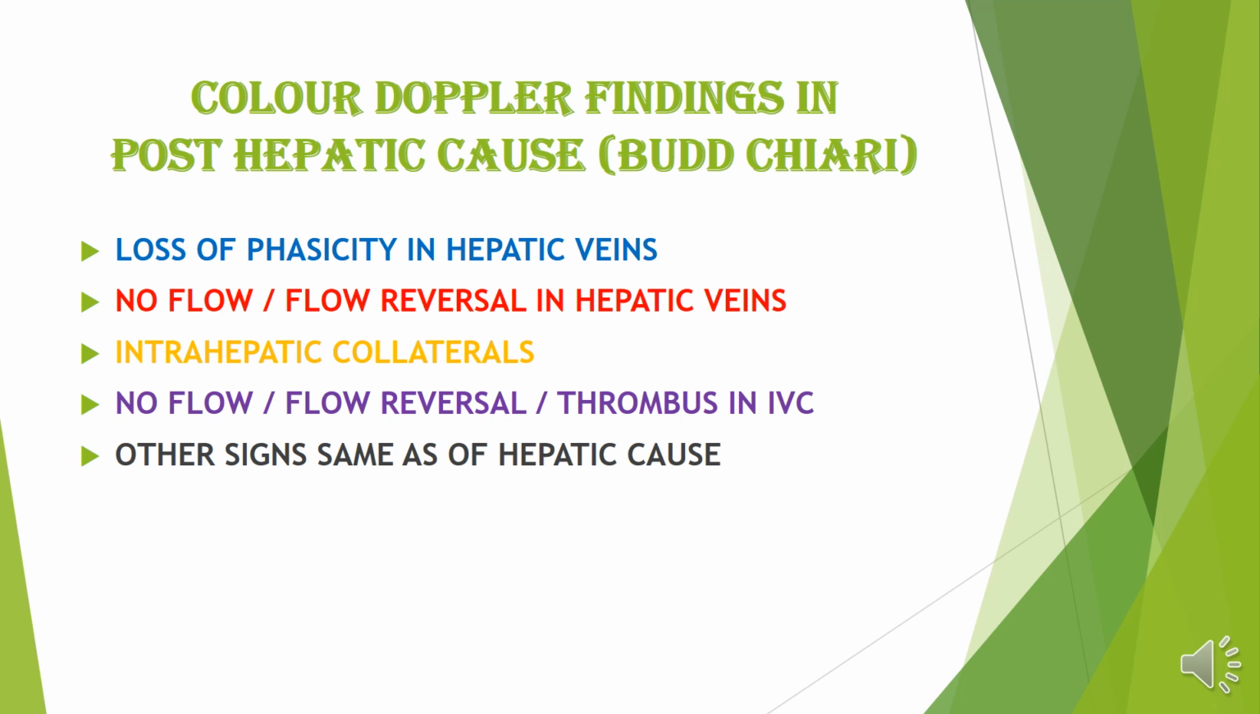In case of Budd-Chiari syndrome, when there is a thrombus in the hepatic vein or IVC, there will be loss of triphasicity, which is due to the cardiac cycle, and if there is thrombus, then there will be no flow or flow reversal in the involved hepatic veins. There will be formation of intrahepatic collaterals due to thrombus in the hepatic veins, and if the thrombus is in the IVC, then the same findings will be there, no flow or flow reversal. The rest of the signs are the same as in case of hepatic cause.